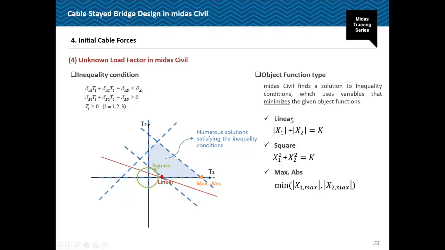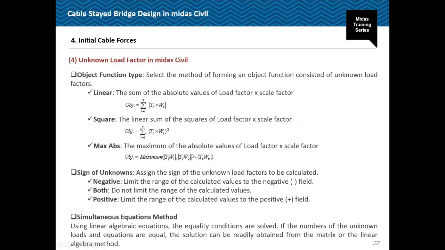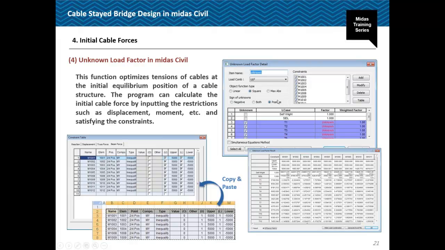And the program will try to search the optimized force set, which minimizes the given object function. And if we look at the dialog box here, we can see the sign of the unknown. So the unknown factor can be found by the program, but whether it will be the positive value, negative value, or both positive and negative we want to find, among these, we can select.